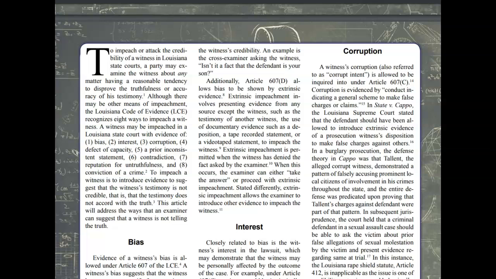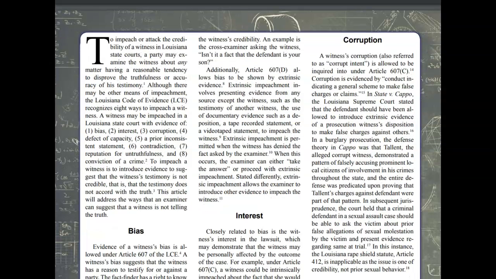Well, if you look here on the second page, left-hand column, a witness may be impeached with evidence of the witness's bias, the fact that the witness may have an interest in the outcome because of corruption. The witness may have a defective capacity, for example, a vision problem or hearing problem that may affect the accuracy of the witness's testimony. A witness may be impeached by a prior inconsistent statement.